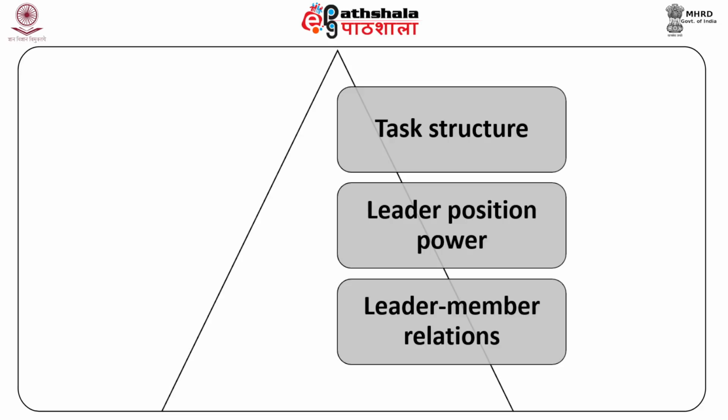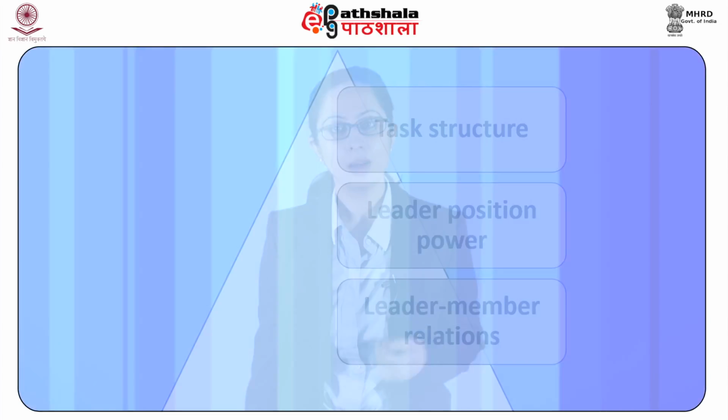Next, leader-member relations. This refers to the degree of confidence, trust and respect followers have towards their leaders. If the followers have low trust, then the leader has to largely depend on task structure and position power, and if the trust is high, then the leader need not depend much on task structure and position power.